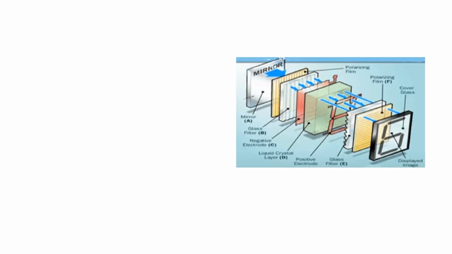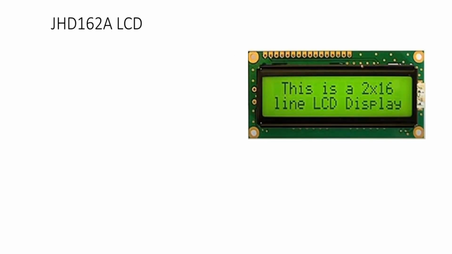So we will take an example of an LCD, the JHD 162A LCD. It is basically a 2x16 LCD in which we can write 2 lines and 16 characters. There are 16 pins you can see here, and we can write 16 characters, in 2 rows.